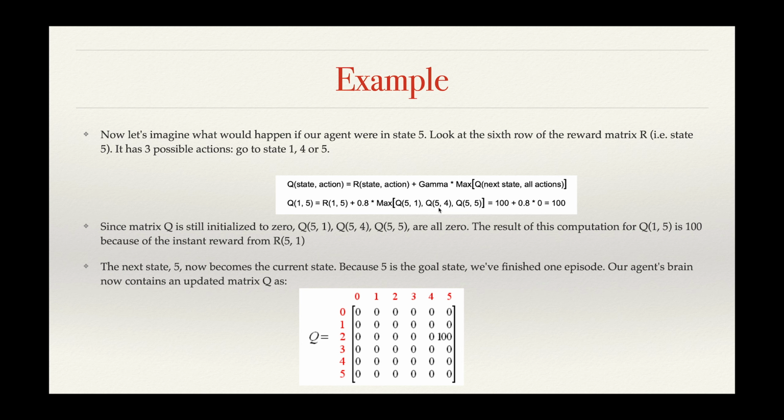Now, because the matrix at the beginning still has no values inside, what I get here is only the current reward, which is equal to 100. And what I get basically here is that it would be 0 plus 0.8.